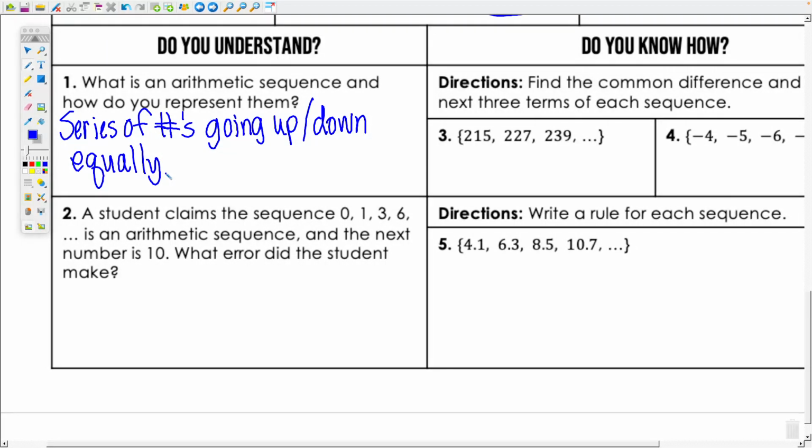So, let's fix this mistake. Somebody said 0, 1, 3, 6 is an arithmetic sequence, and then the next number is 10. What mistake did they make? Because we know it's not arithmetic. They added 2 on after 1. Yes, they did. If it's going up 1 here, it should have gone up 1 there. So the mistake is, we're just going to say it's not arithmetic.